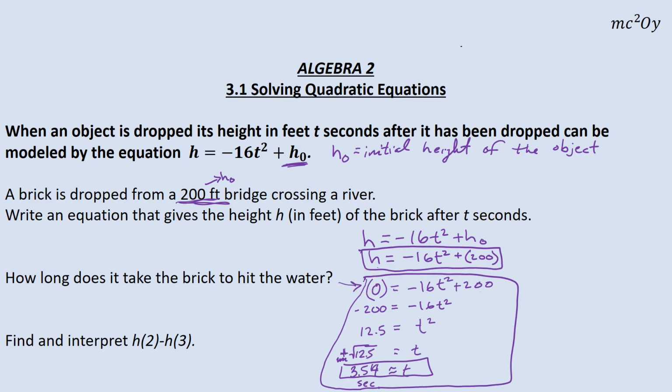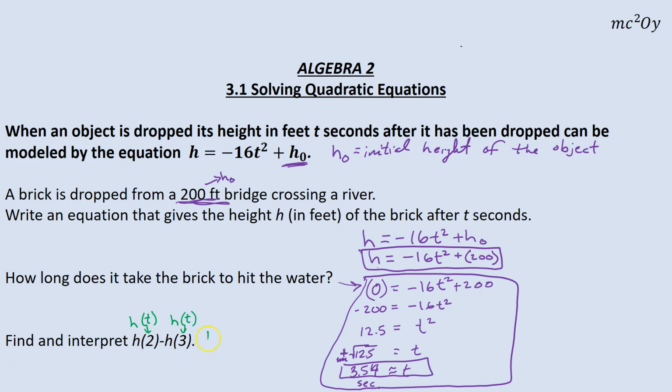Okay, find and interpret h of 2 and h of 3. Well, it's important to understand what h of 2 means. That means the height of the brick after 2 seconds. Remember, h of t is what you're dealing with here. So when we say h of 2, that means the height of the brick after 2 seconds, and h of 3 is the height of the brick after 3 seconds. So we're dealing with seconds here. If I found h of 2, I'd have to take my function and put 2 in for t.